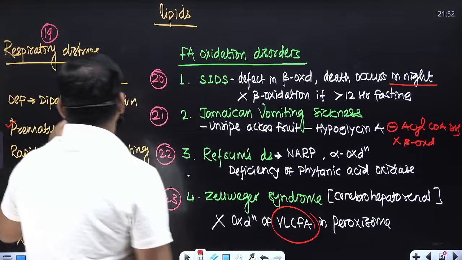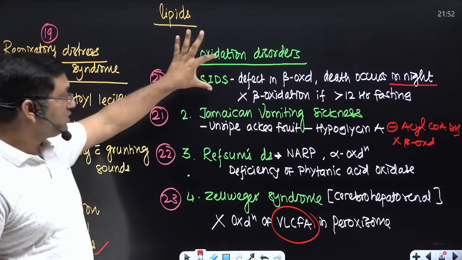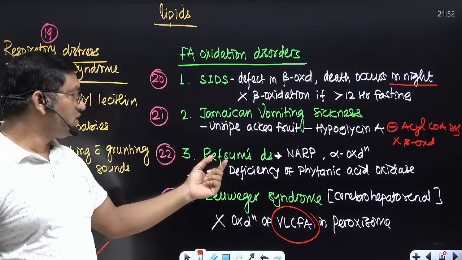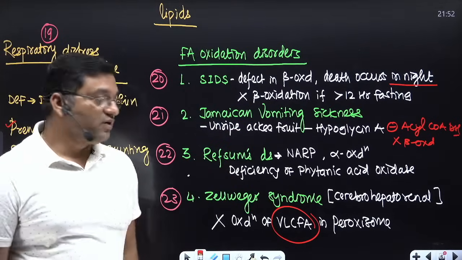So these are the disorders. कौन कौन से डिसऑर्डर है यहाँ पे? Respiratory distress syndrome, sudden infant death syndrome, Jamaican vomiting sickness, Refsum's disease, and Zellweger syndrome.